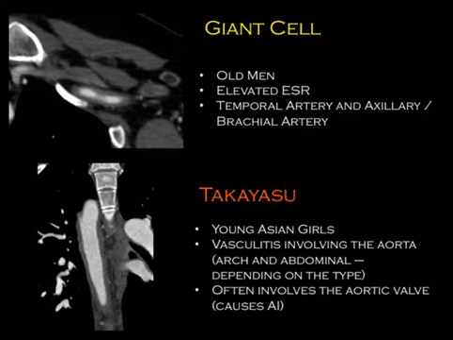Takayasu's involves the aorta, and can involve the entire aorta all the way down into the abdomen. It classically is shown involving the origins of the great vessels in the chest, but you can also see it causing aortic occlusion or near occlusion in the abdomen. It's a young Asian girl as opposed to an old white man. It's easy to remember because the name is obviously a very Asian-sounding name.